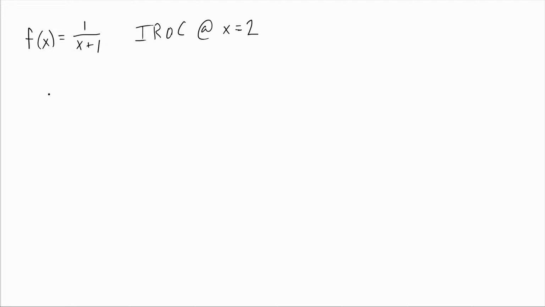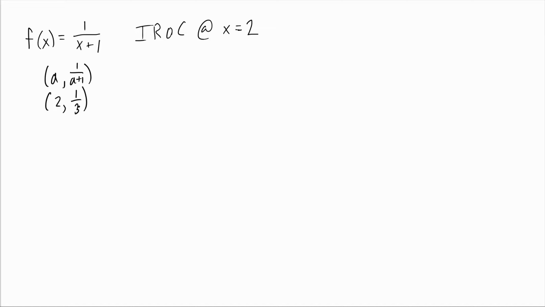So we know the x value is 2. What's the y value? You stick 2 in, and you're going to have a third. Then for the A strategy, you stick in just an arbitrary point x equals a, and you plug that into the function. You're going to have 1 over a plus 1.